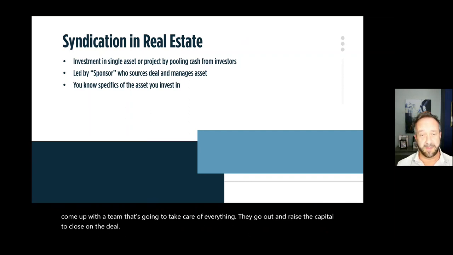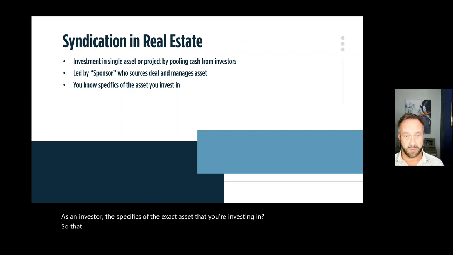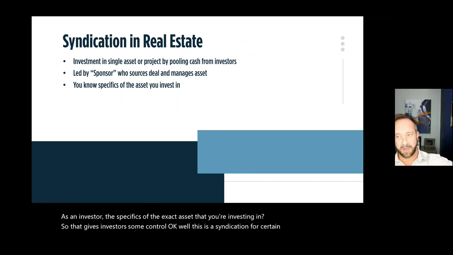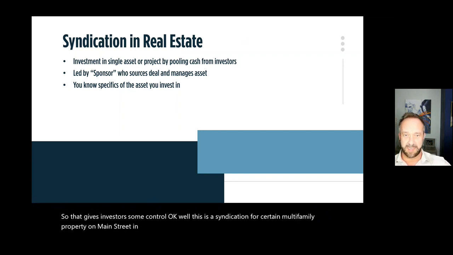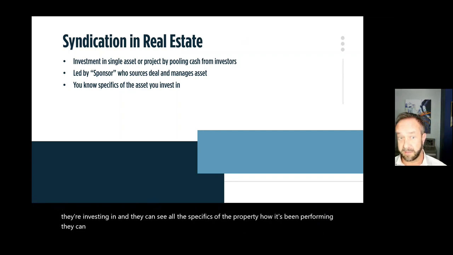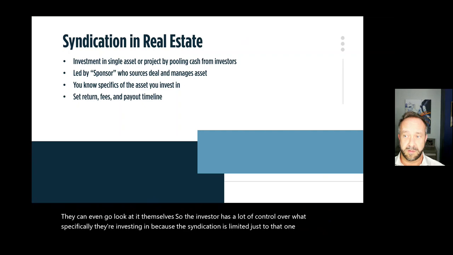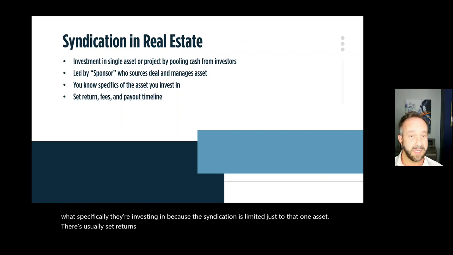As an investor, you know the specifics of the exact asset that you're investing in. So that gives investors some control. Okay, well, this is a syndication for a certain multifamily property on Main Street in downtown of a certain city. So they know exactly the property they're investing in, and they can see all the specifics of the property, how it's been performing. They can even go look at it themselves. So the investor has a lot of control over what specifically they're investing in because the syndication is limited just to that one asset. There's usually set returns, fees, and a payout timeline.